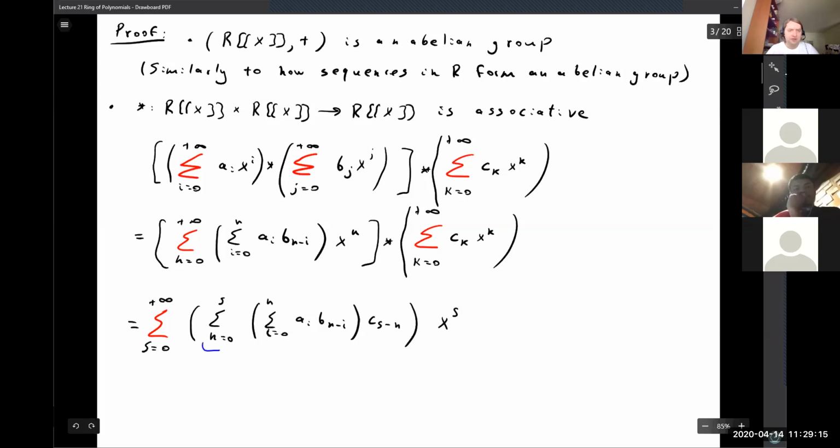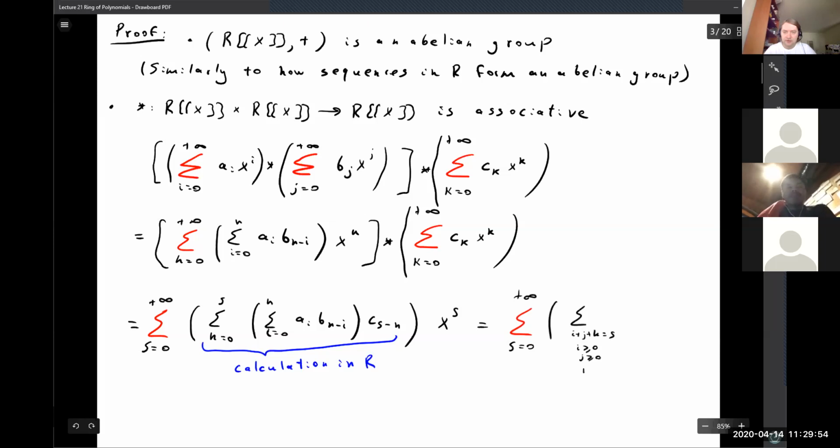So note that this is a calculation in R. Okay, so the last thing to note is that this is actually the formal power series, s = 0 to plus infinity, where the coefficients are nothing but the sum over all i, j, k which add up to s, with i, j, k greater than or equal to 0, of a_i b_j c_k, and that's the coefficient in front of x^s.